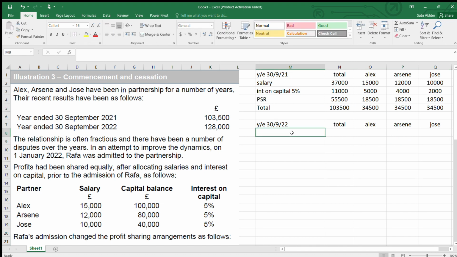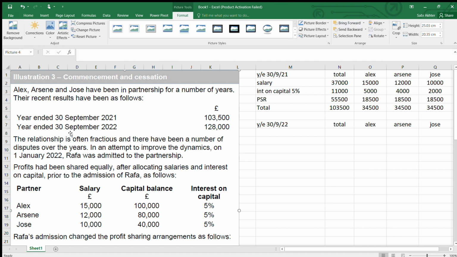Okay, so for 2022 it is from 1st of October 2021. See, year end is this one, right? When did the new partner change? From 1st of Jan 2022. So because it is 1st of Jan 2022, it falls in this second year end. First year end, there will be no issue.